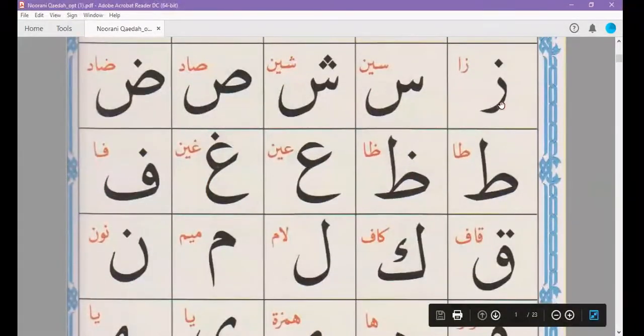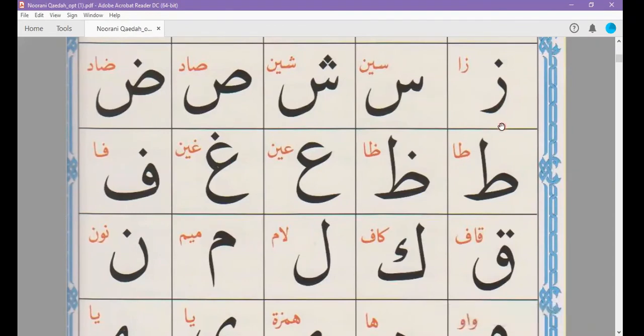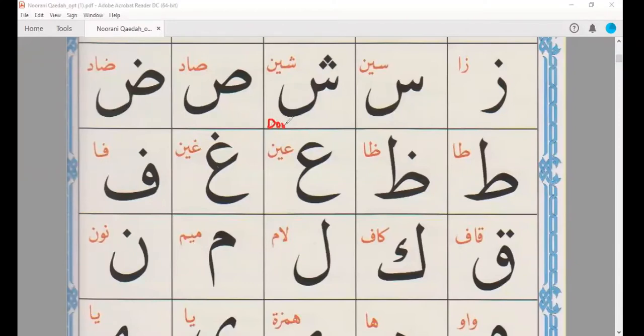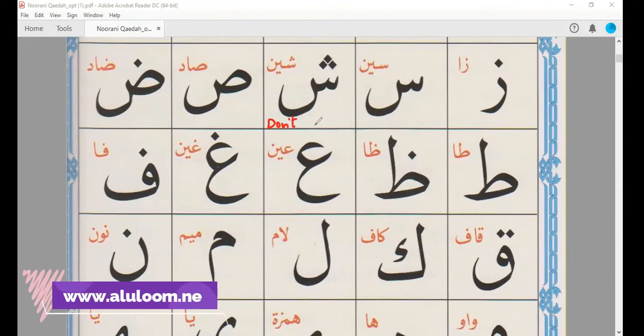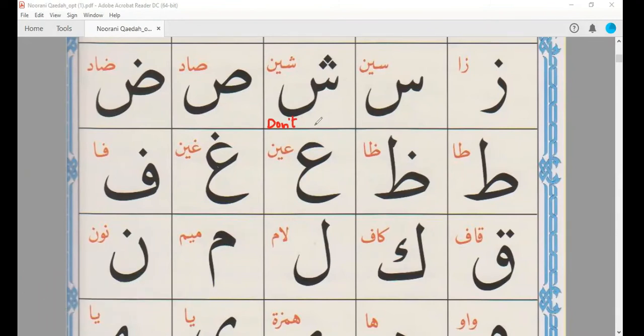Okay, next we have za, like a Z sound, normal. Sin, sheen. Now, do not circle your lips when you pronounce sheen. Not like English. When you pronounce the sh sound in English, you tend to circle your lips. But in Tajweed, when you pronounce sheen, you should not circle your lips.